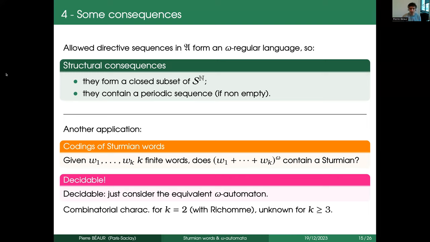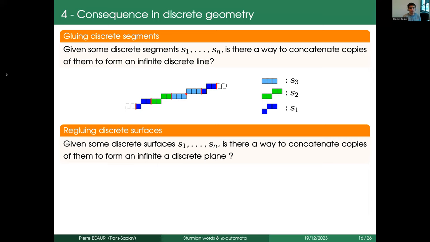And this has led to an interesting question that I solved with a colleague of mine, who works in discrete geometry, which is the question of gluing discrete segments. It's a question from discrete geometry. What is the idea? If I give you some models of discrete segments, can you glue copies of them to form an infinite discrete line? So here on the right you have three models of segments, S1, S2, and S3. And here I show you what it means to concatenate copies of them. I can glue them side by side, or I can glue them corner by corner. And it will form an infinite discrete line. And here, yes, it will work. It will form an infinite discrete line.